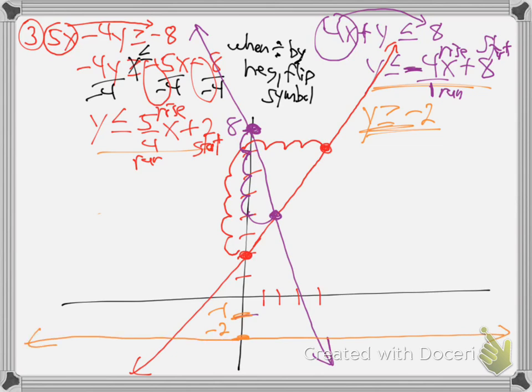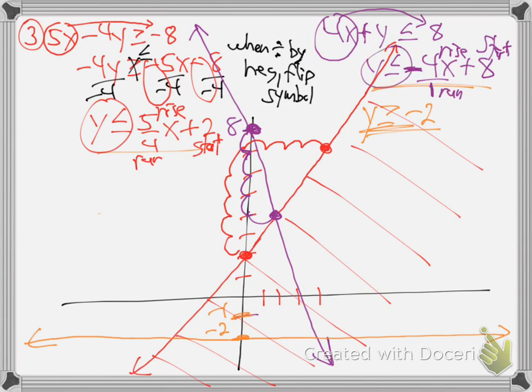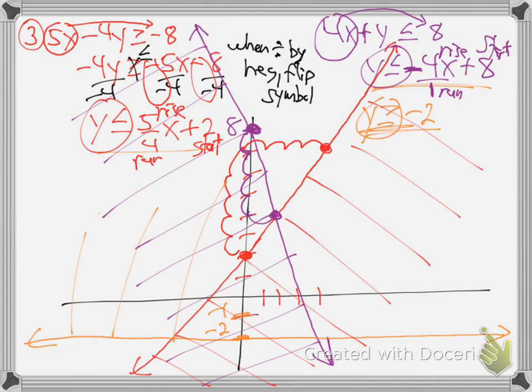Okay. And where are we supposed to shade? Well, we're supposed to shade underneath the red graph. So underneath the red graph. And the purple graph says y less than, that's under the purple graph. Under the purple graph. And finally with the orange graph, y greater than, above the orange graph. So above the orange graph.